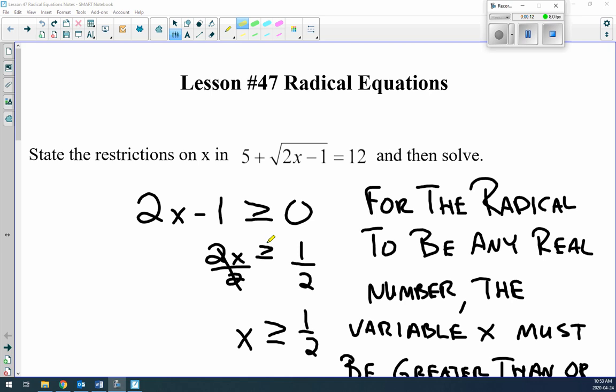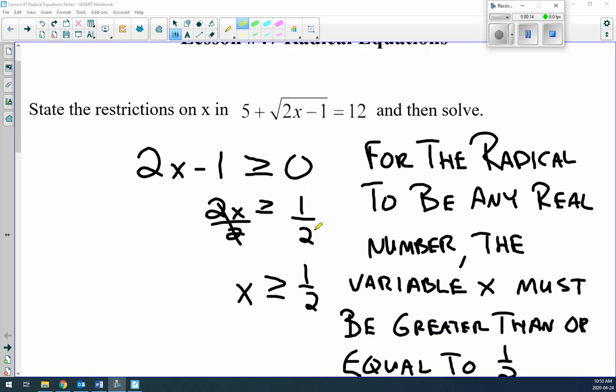So when you're dealing with radicals, you always have to talk about restrictions. Now, if you look at this, we have the root of 2x minus 1 right here. Well, there's a restriction on that, right? Because you have to remember that a radical can't be negative. If it's negative, you can't take the square root of it. Well, you can take cube roots of negatives, but you can't take the square root of it.